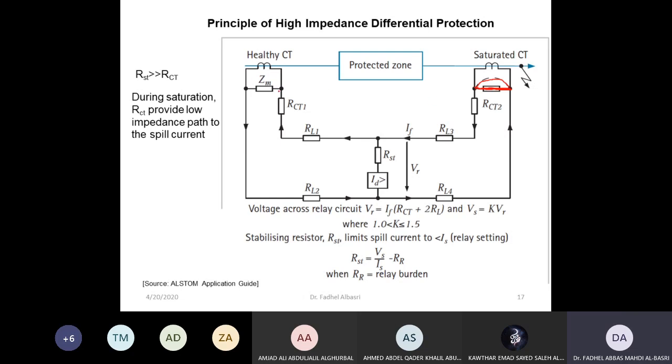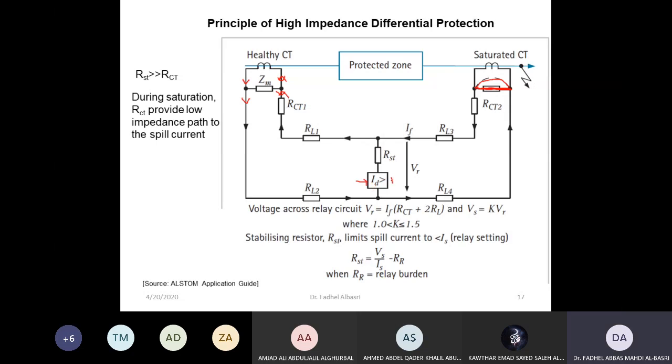And now I will assume also the magnetizing branch of this is infinity. This is not saturating at all. So the current here, and the current here, are the same. So in this case, during this scenario, I'm assuming the direction in this way. Under this scenario, this is the relay, the differential relay.